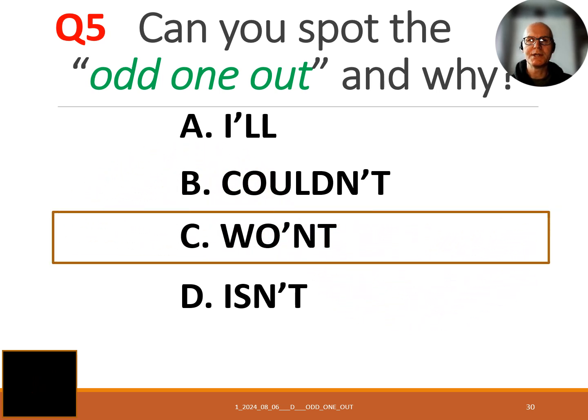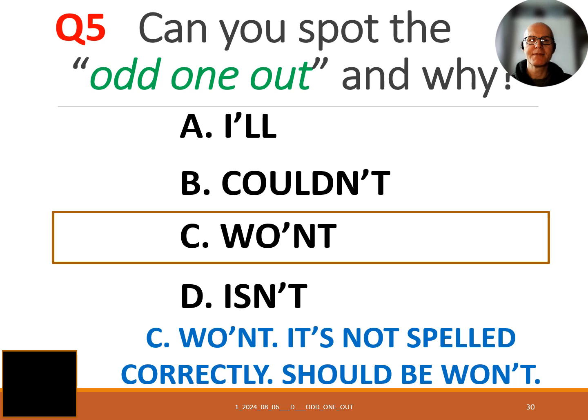It was won't, because that's the incorrect spelling of the contraction for will not. The apostrophe is in the wrong place. It should be between the N and the T, like this.